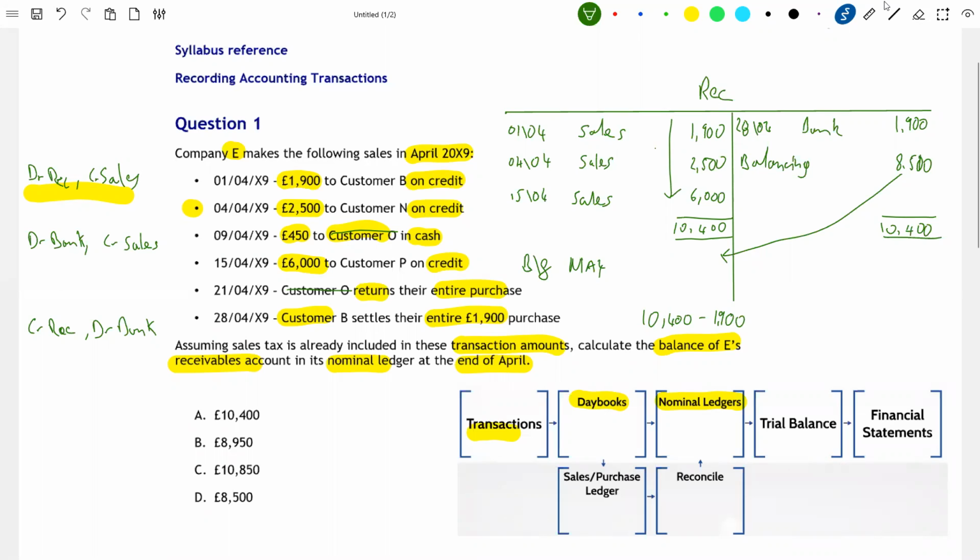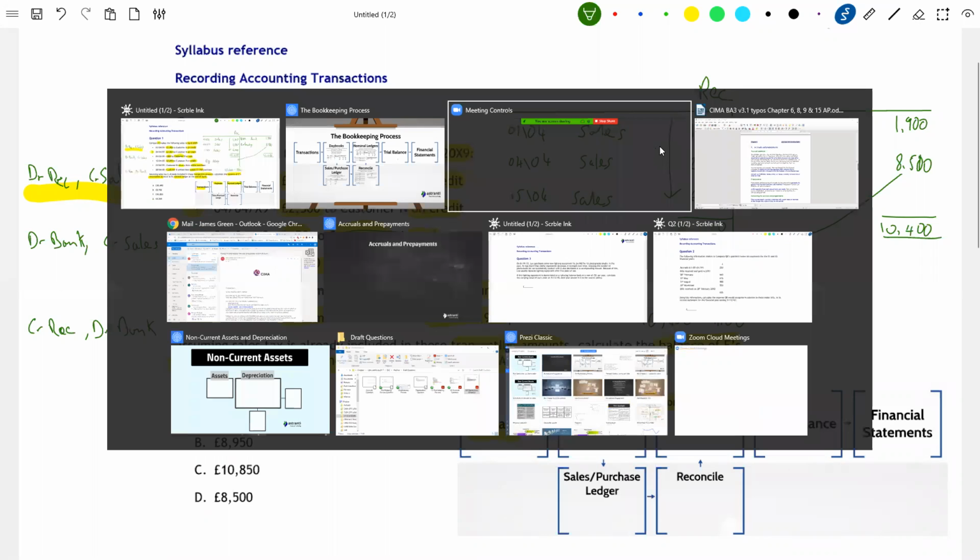Okay, so let's crack on with our second question. I know there's some questions in the answer option, so I'll get back to those at the end of the section.